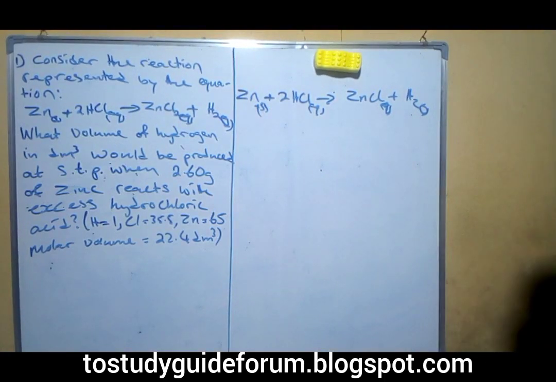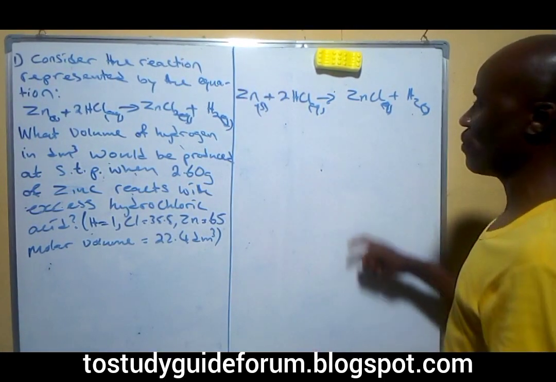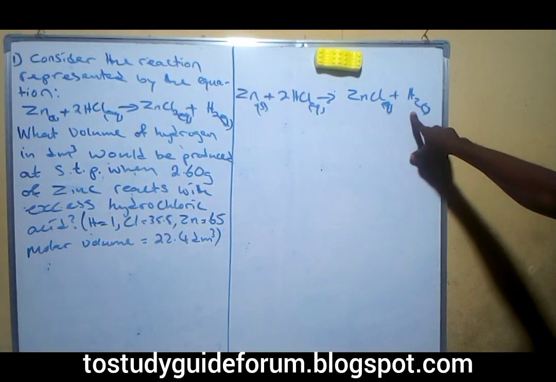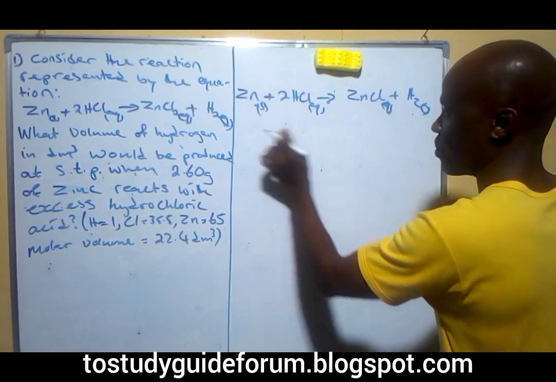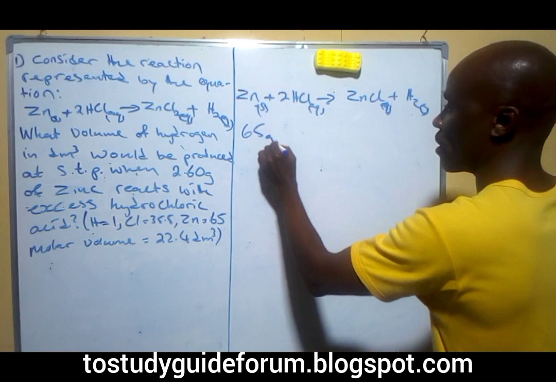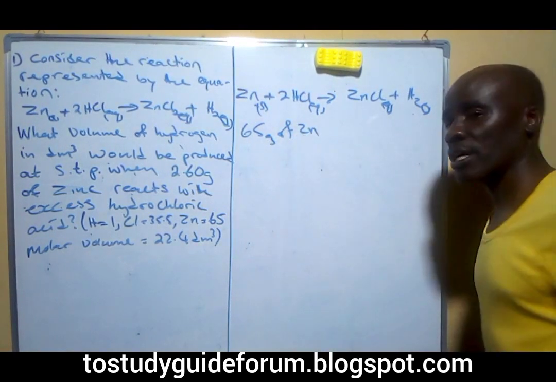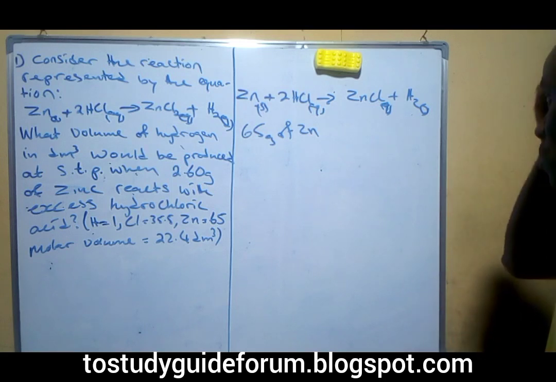From this equation, this equation has all the information you need in solving this problem. When you look at this, you find out that the mass of zinc that reacts with acid to give us hydrogen gas is, from this chemical equation, this mass here stands for what? 65 grams of zinc.